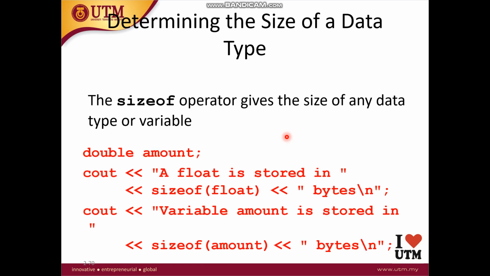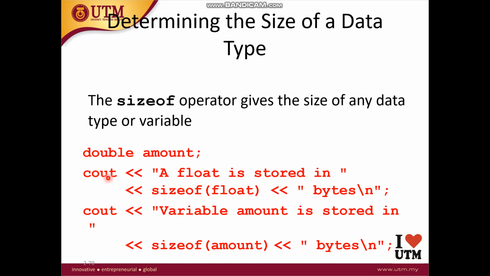How to determine the size of a data type, or the size of a variable. For example, we've got a double amount. This is the data type, and this one is the name of the variable. We can use sizeof. This is a function provided by C++ itself in order to determine the size of the data types and even the size of the variables.